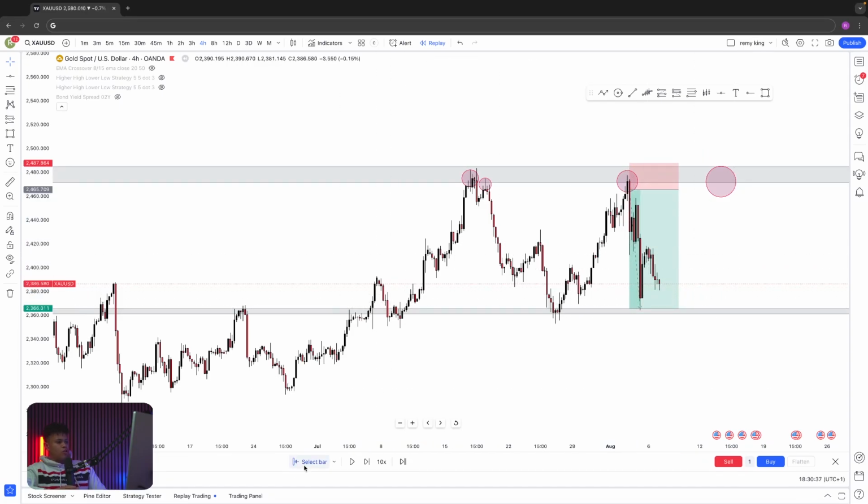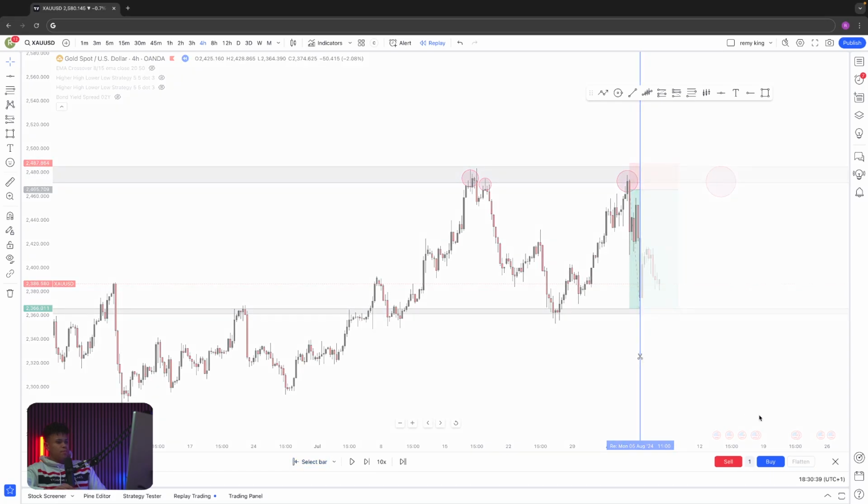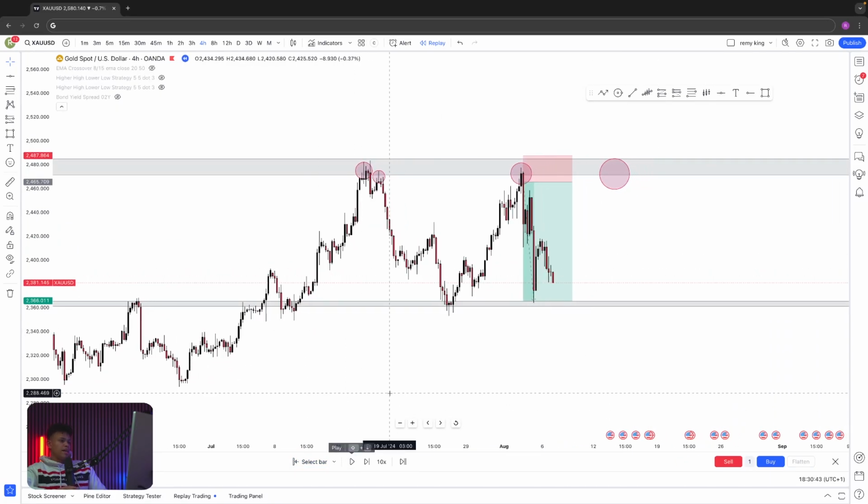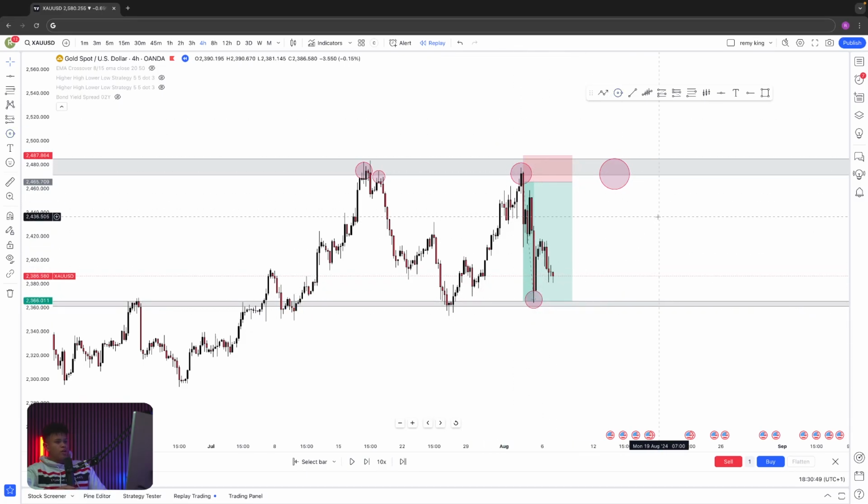Okay, so my trade would have been something like this right here. I would have gotten out around this area to secure all of my profits based off of this concept. And yeah, this is basically one way on how to use resistance the right way.